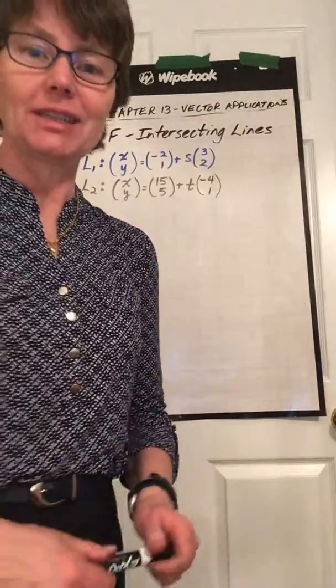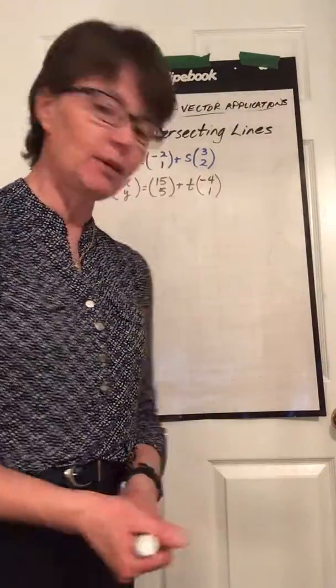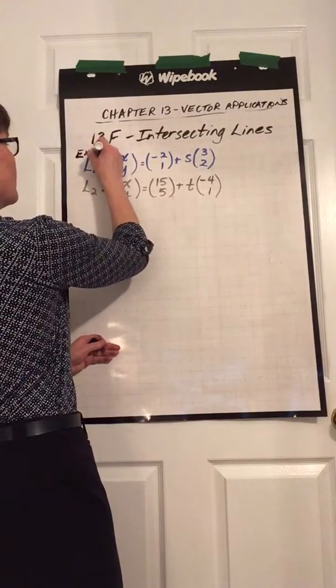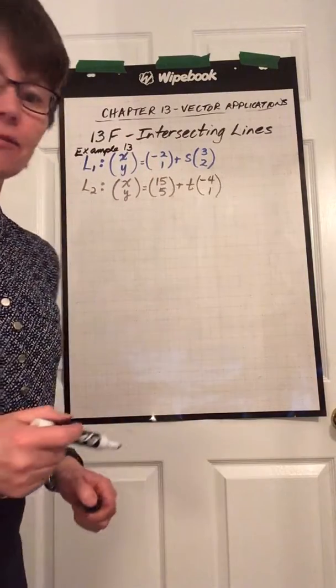We're now looking at 13F, intersecting lines. Okay, going right to example 13. This is example 13 from section 13F in the textbook.